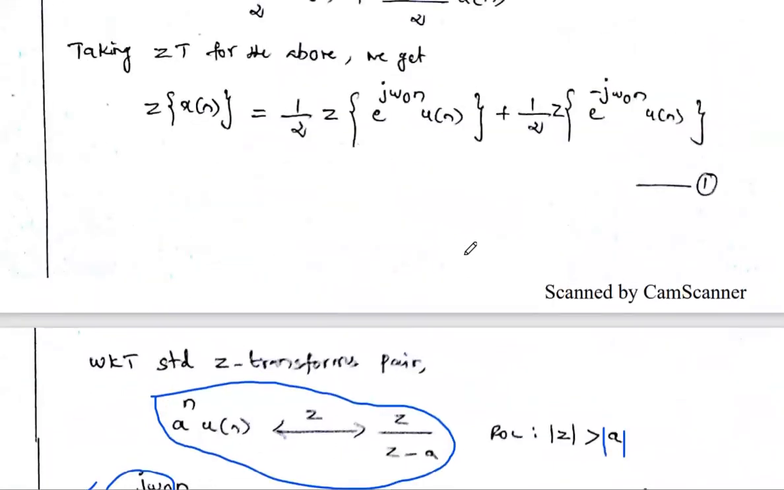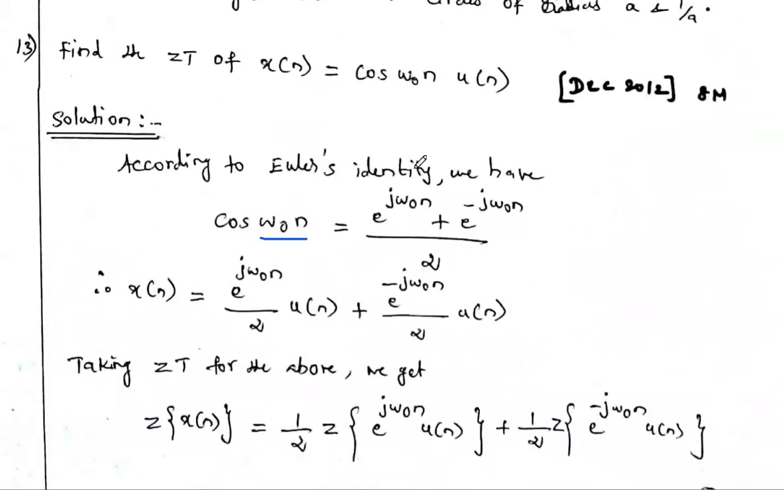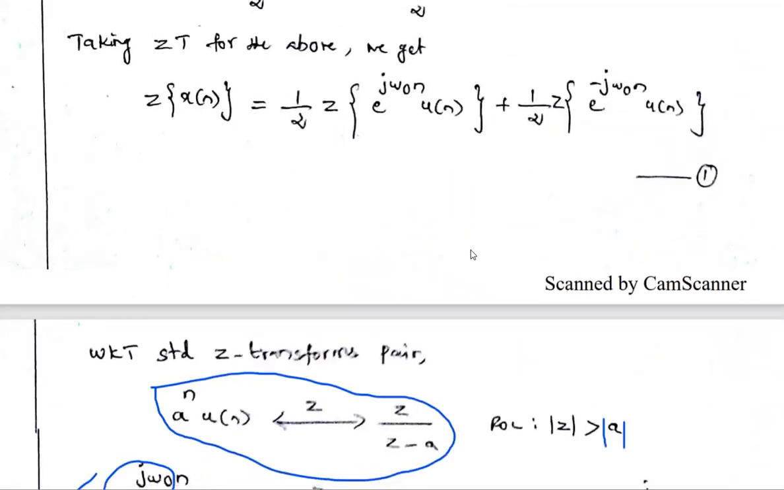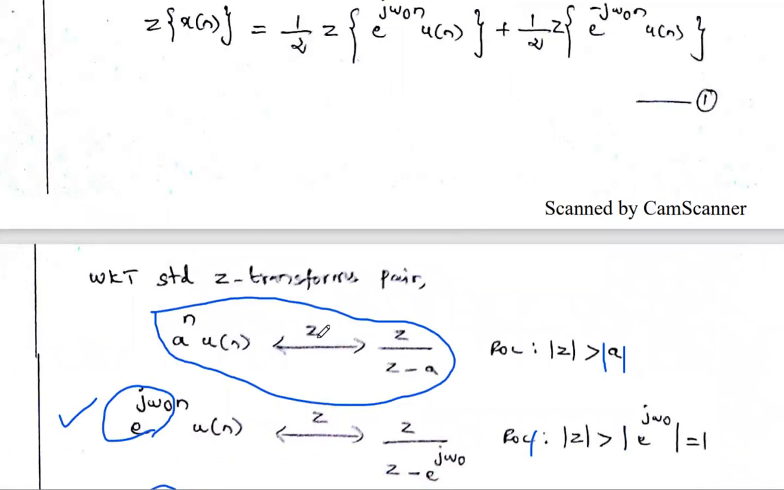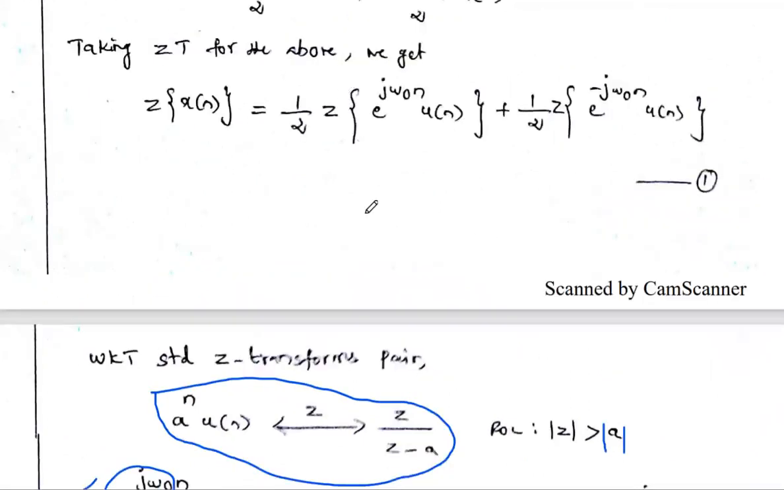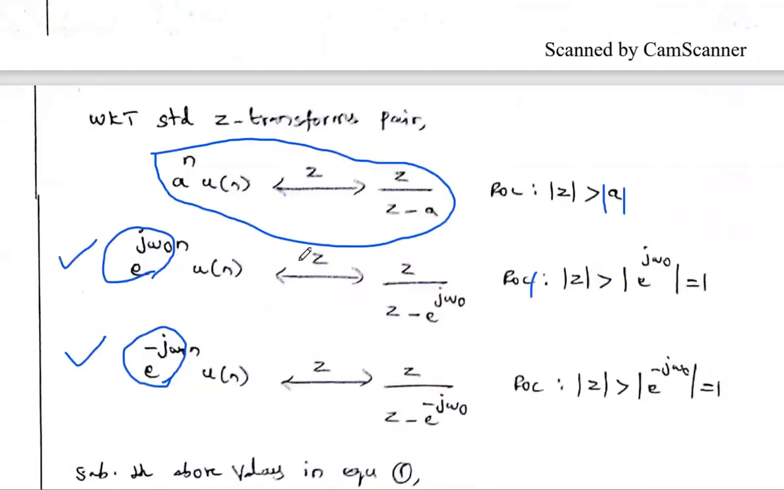So what is the approach? First, for cos omega naught n, using Euler's identity we express it in e powers. Then, according to the a power n u of n z transform, we know the answer is z by z minus a. So for e power j omega naught n u of n, it can be written as z by z minus e power j omega naught, in the place of a. Similarly, the z transform of e power minus j omega naught n u of n: instead of e power plus j omega naught, we put e power minus j omega naught.